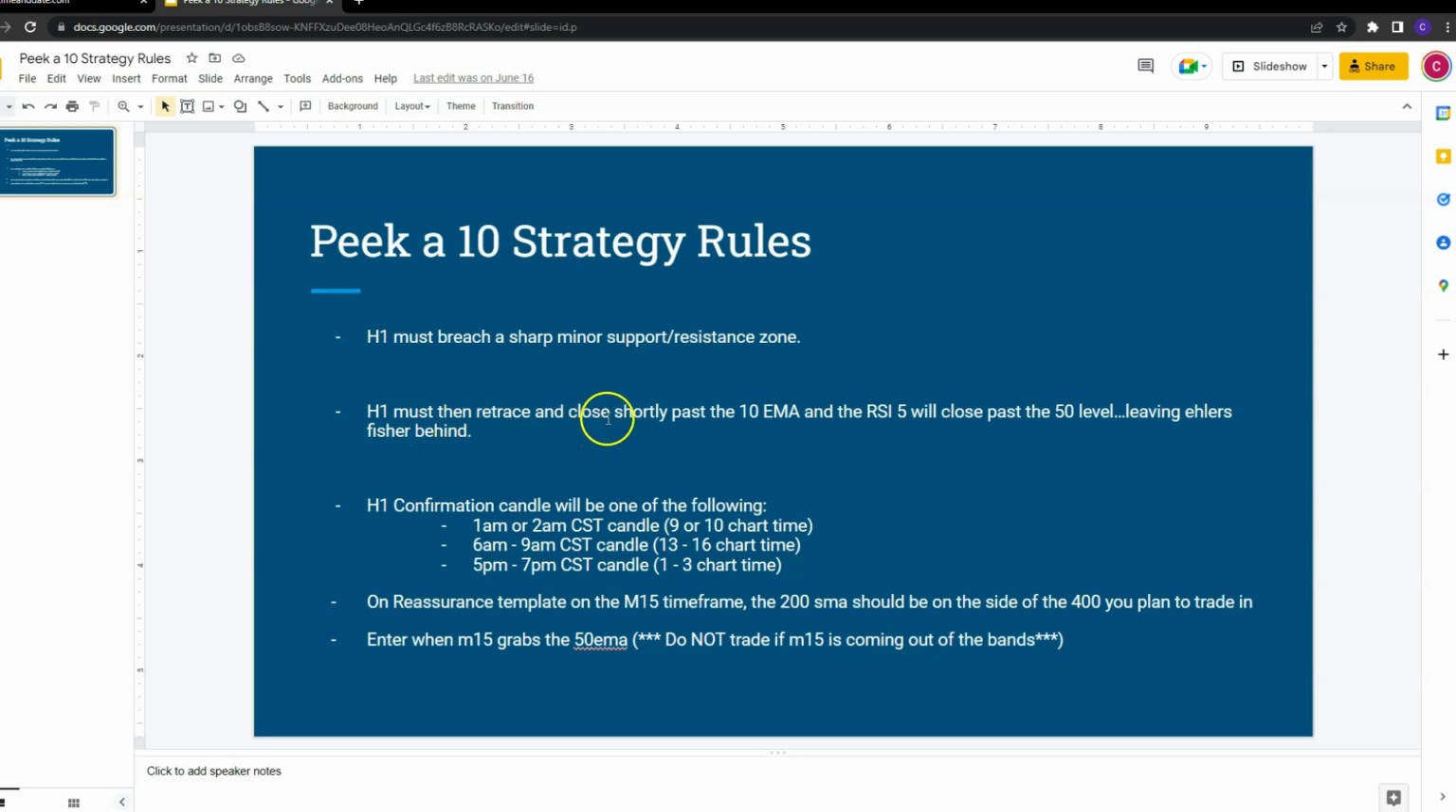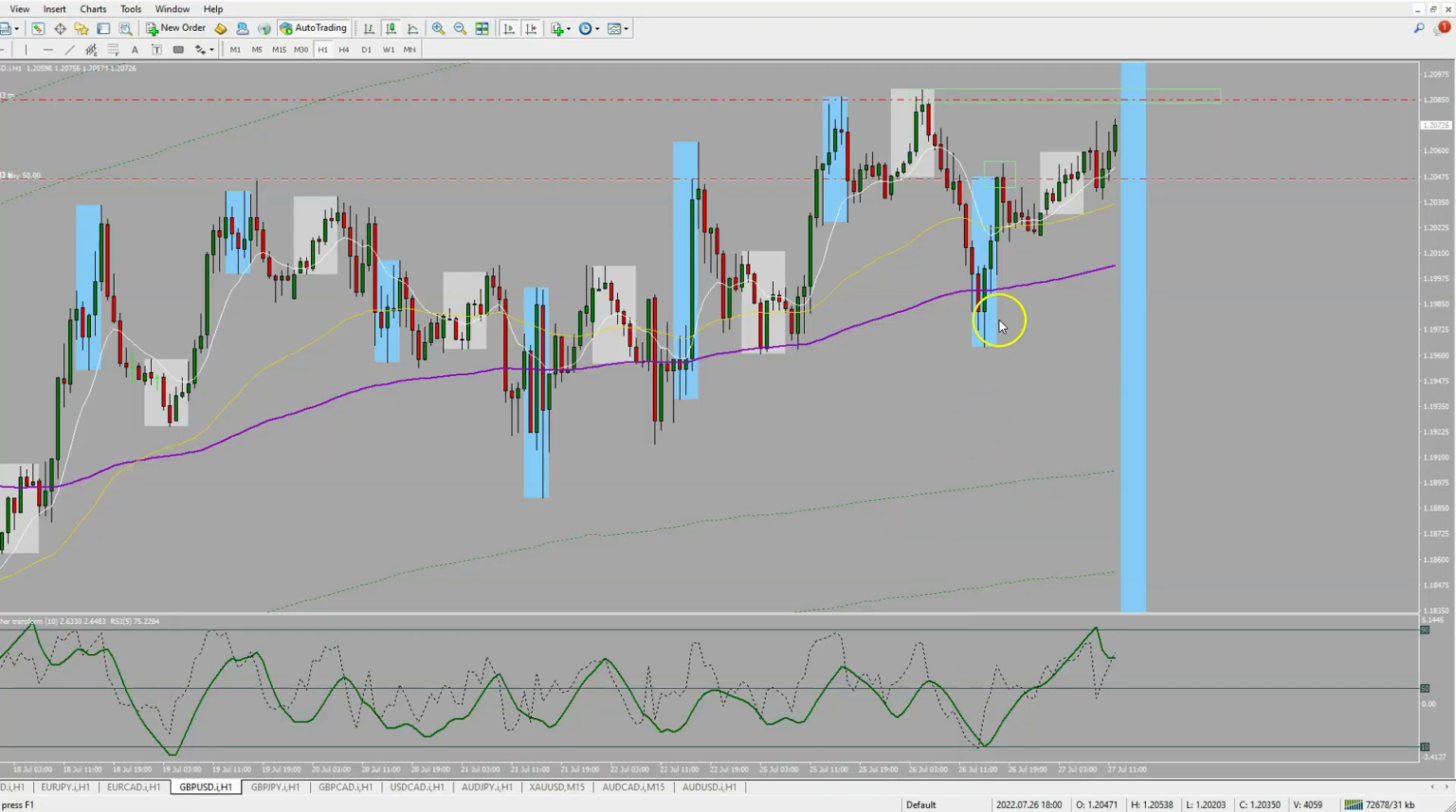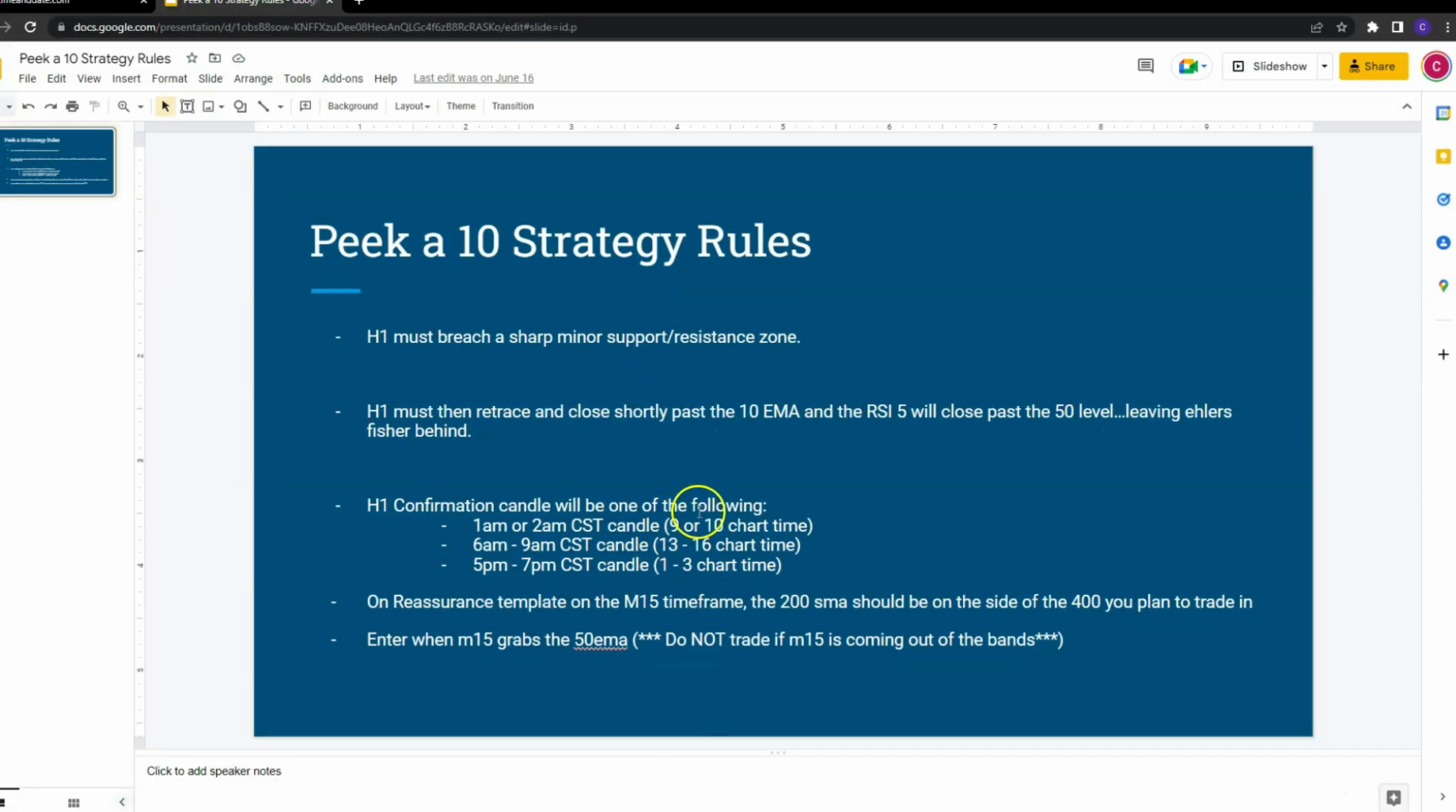Once we broke this sharp resistance point, the next rule says that H1 must then retrace and close shortly past the 10 EMA. So let's look at that part right quick. After we broke it, H1 retraced and came down and closed shortly past the 10 EMA. That's my white line. As you see, it closed just past that white line.